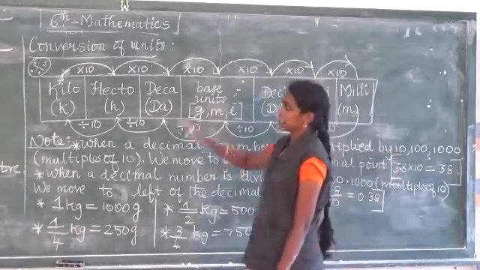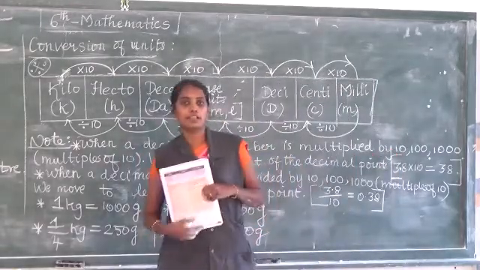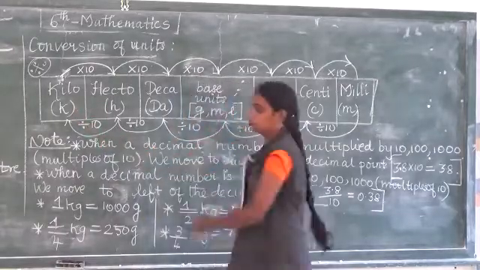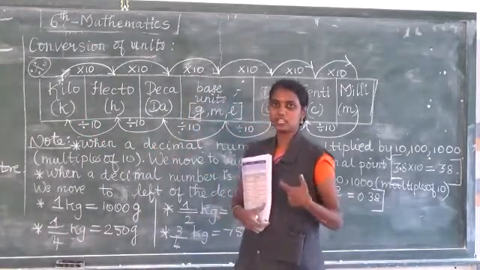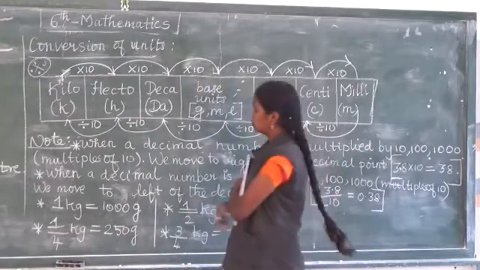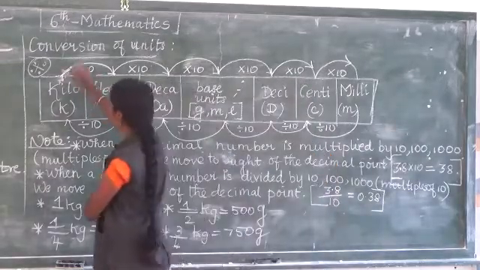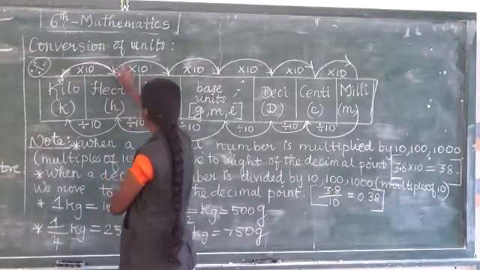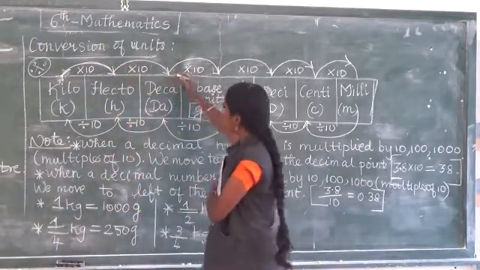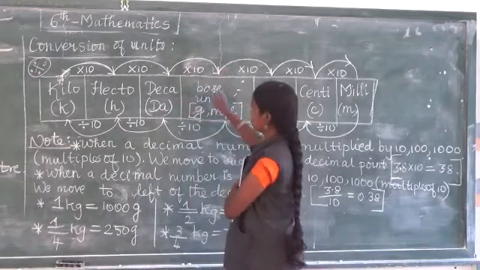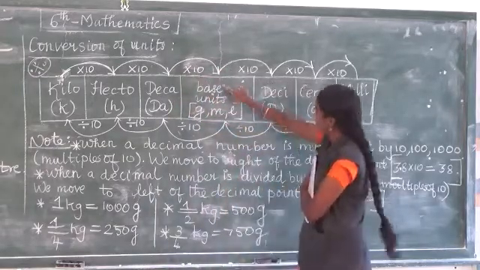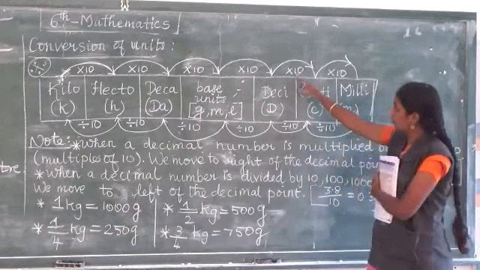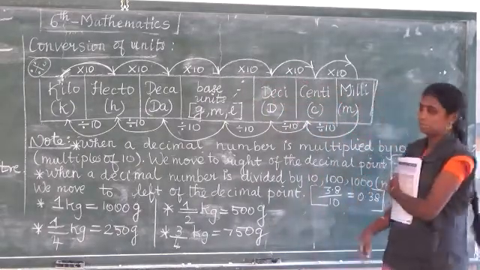So now the conversion of units, how to apply it, how to find that conversion. For example, kilo to meter, how to find out. For every step we have the difference of 10. Kilo to hecto, the difference is a multiple of 10. Hecto to deca, multiple of 10. Deca to base unit, multiple of 10. Base unit to deci, multiple of 10. Deci to centi, multiple of 10. Centi to milli, multiple of 10.